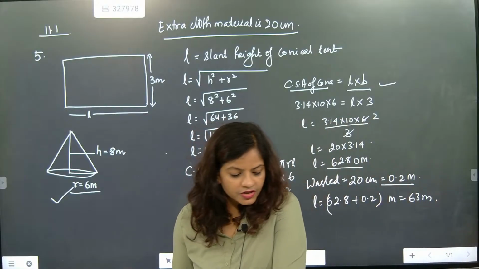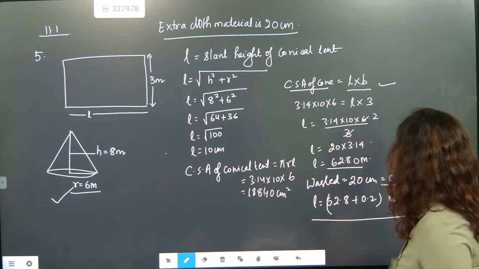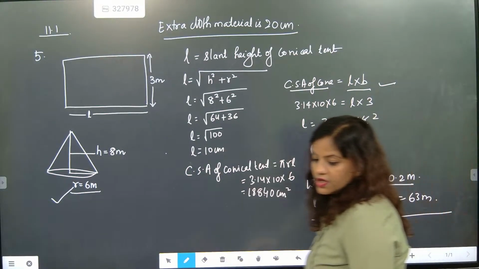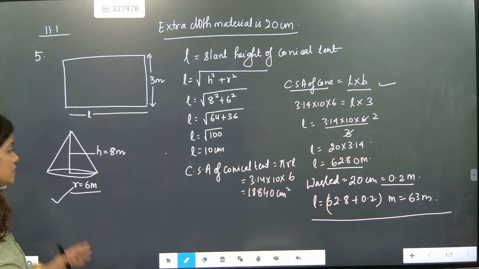I hope you might have understood this one, beta. So this is exactly going to work. The total length is coming as 63 meter. The total length is coming as how much, beta? 63 meter. 63 meter is going to be the answer.